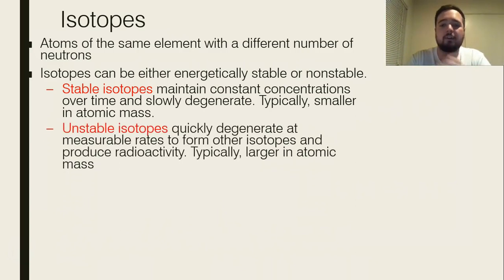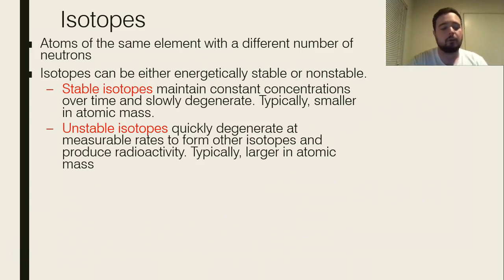Unstable isotopes quickly degenerate at measurable rates to form other isotopes and produce radioactivity. So some isotopes can take millions of years to degenerate, which makes them stable, or they can take nanoseconds. A lot of these synthesized elements on the periodic table degrade very, very quickly, so they can give off a lot of radiation. That is why the bottom two rows of the periodic table, the ones kind of taken out, are the most radioactive: they have very unstable isotopes.